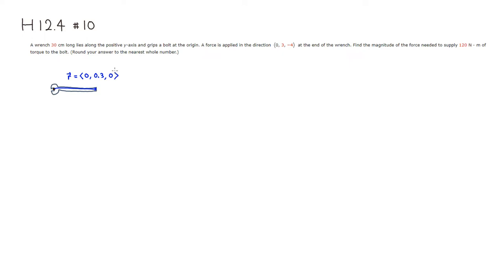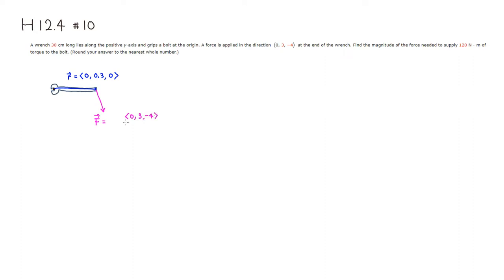Then the force is applied in the direction. Let's say I put the direction here, and I'm going to call this force F. We don't know its magnitude, but we know the direction, so I'm going to make it a unit vector. The direction vector would be 0, 3, -4.